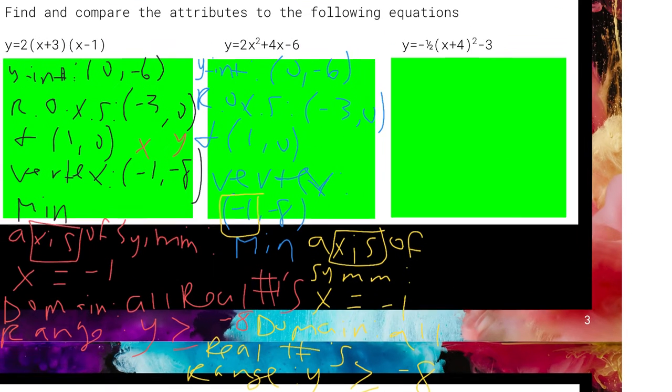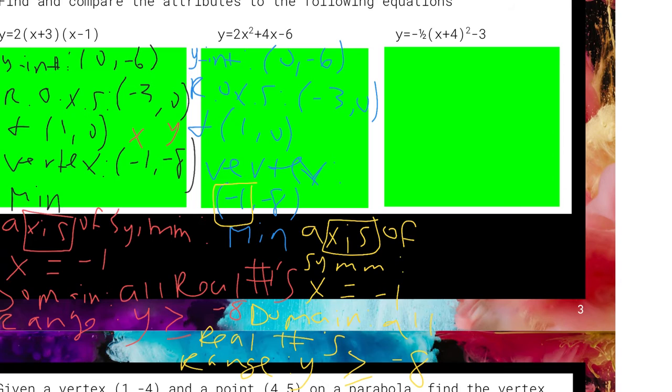What do you notice about these two that we just did? They have the same everything. They have the same y-intercept. They have the same roots. They have the same vertex, minimum, everything. Everything is identical, right? That means that one of them is in intercept form or factored form, and the other one is in standard form.